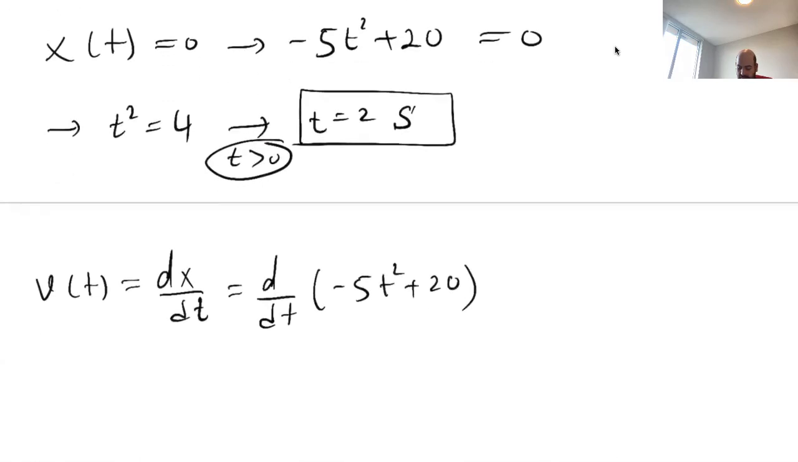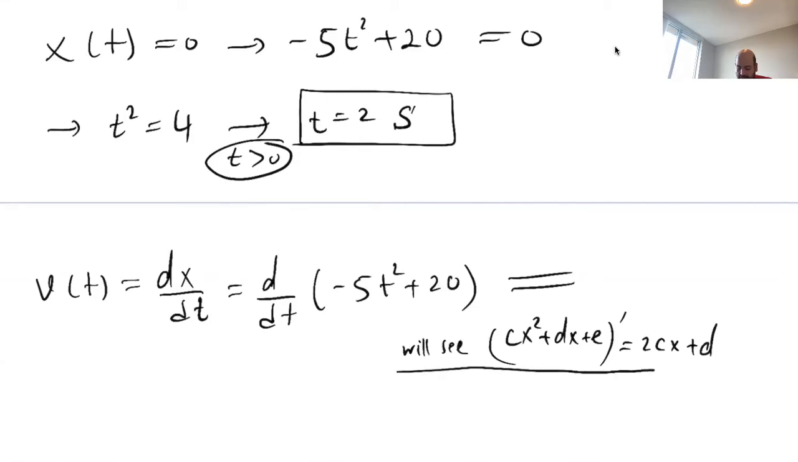So like I said, we have a formula for cx squared plus dx plus e. The derivative, we will see, is 2cx plus d. I promised you that we will see this. So the derivative of this function is 2cx plus d, but instead of x we have t here. So minus 10t, and plus 20, its derivative will be 0.